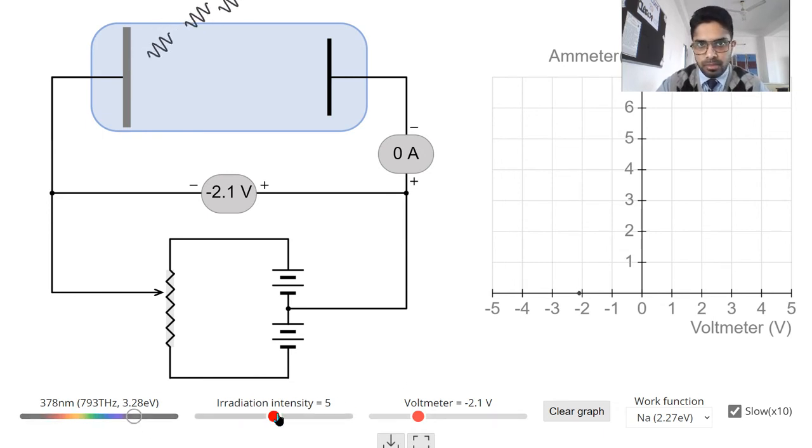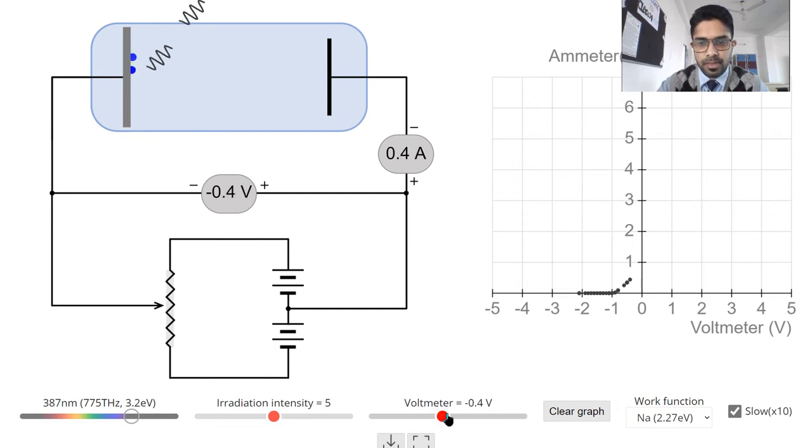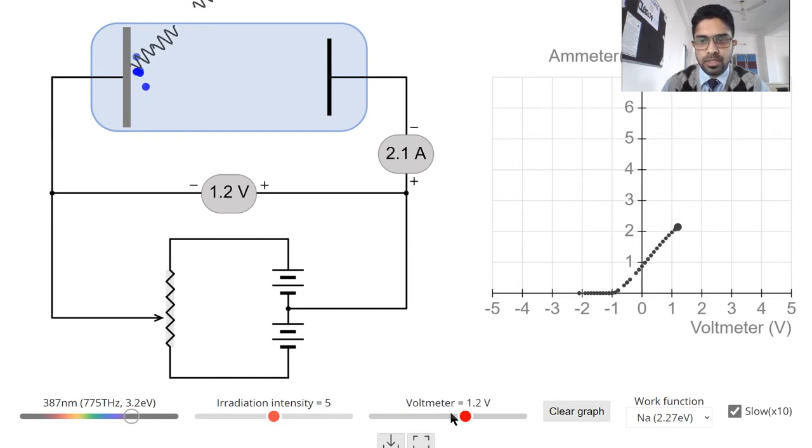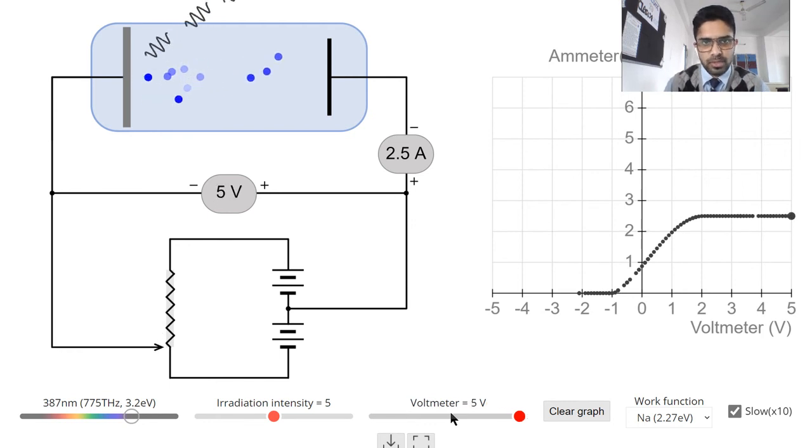Now let's do one thing. I will not be messing up with the intensity value. It will be fixed at 5. Let me take a round value, say 3.2 electron volt. The frequency is 775 terahertz. Now let's vary the potential difference between the two plates. Here you can see I am changing the voltmeter reading, and you get a graph which is going upwards, acquiring saturation and so on, as we discussed later.